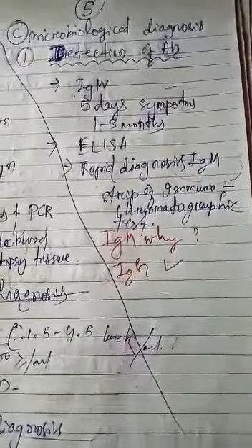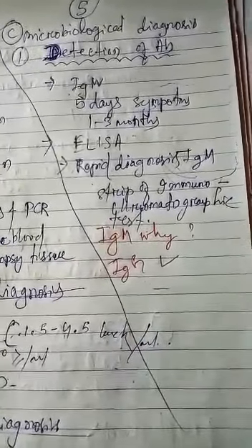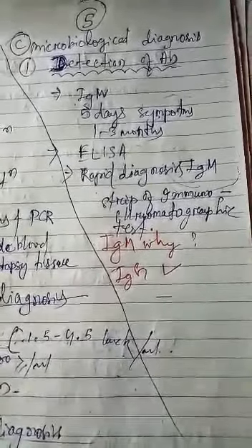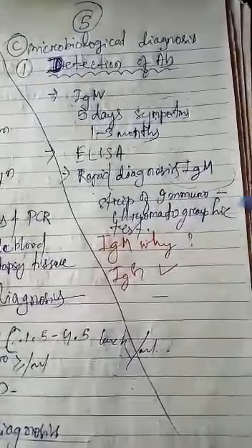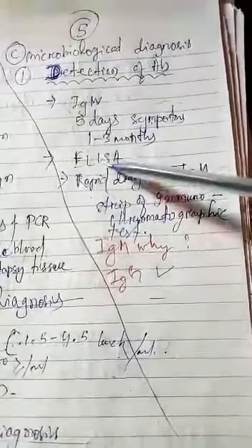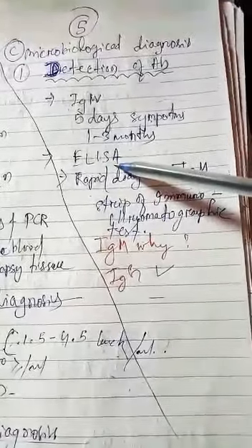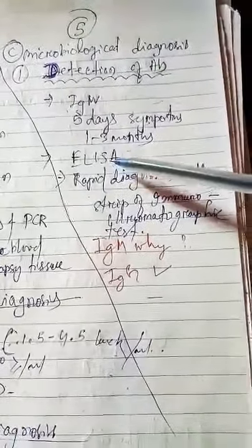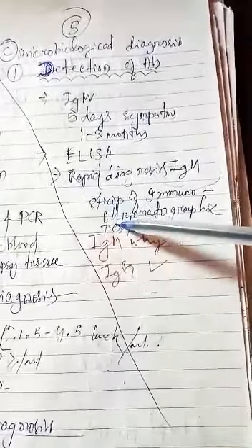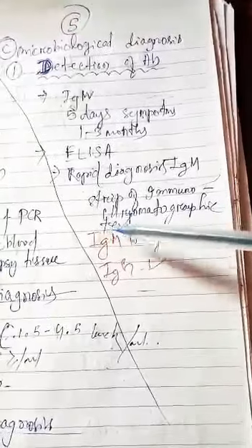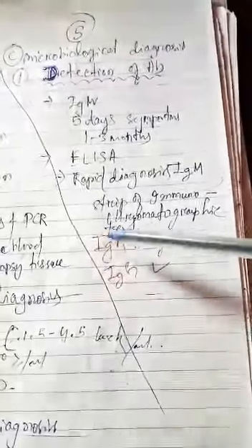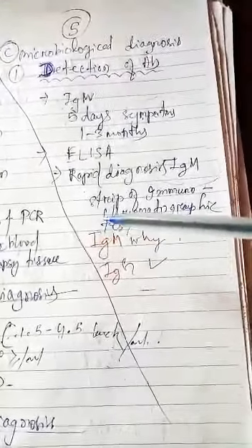First, the detection of antibody. IgM demonstration in serum provides the early diagnosis, and IgM appears 5 days after the onset of the symptoms and persists for 1 to 3 months. The ELISA test is used to detect IgM, and for rapid diagnosis of IgM, an immunochromatographic strip test is done. Next, IgG appears later than IgM, for which ELISA is also used to detect the IgG.